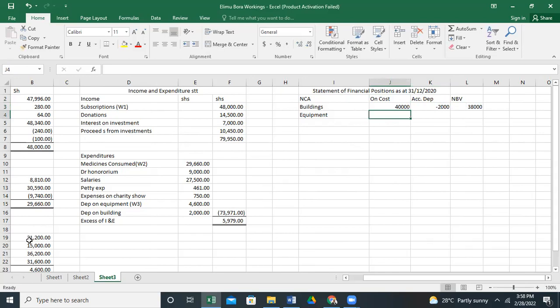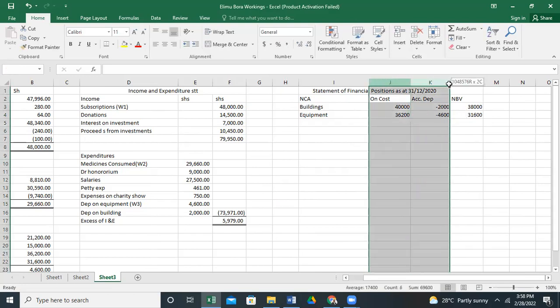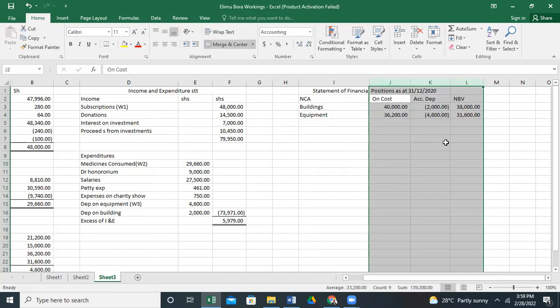For the equipment, the figures are here. So our on cost is 36,200. Our accumulated depreciation is 4,600. Therefore, our net book value is 31,600. So I've gotten that. After I get these figures, this is money, convert it to money.